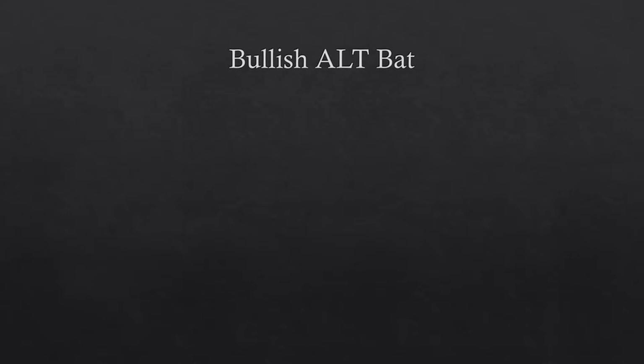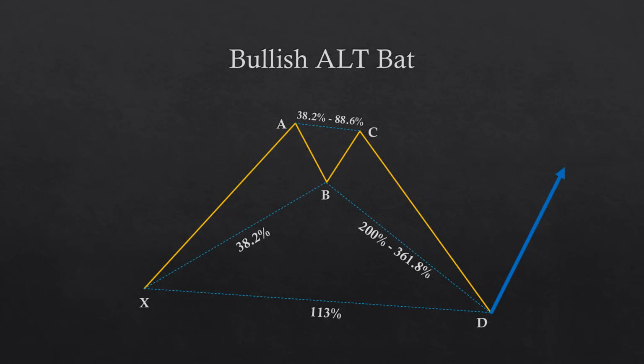Let's begin with the bullish version first. Notice that there are a few differences between this pattern and the original bat. The ratio between AB and XA must be 38.2%. The ratio between BC and AB must be between 38.2 and 88.6%. The ratio between CD and BC must be between 200 and 361.8%. And the ratio between AD and XA must be 113% in an ideal scenario.